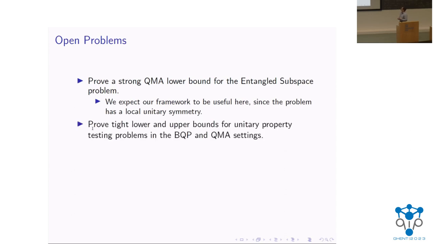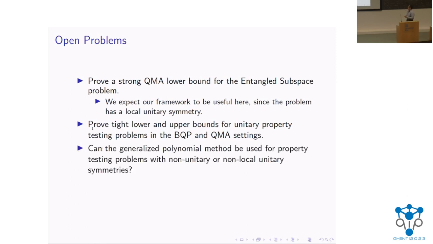Another open problem is to prove tight upper and lower bounds for unitary property testing problems. The one that I'd mentioned was the recurrence time problem, where there's a slight gap between the upper and lower bounds. So it would be nice for someone to make those the same. And, more generally, you can wonder if this generalized polynomial method can be used for other kinds of oracle models. For example, if the oracle is non-unitary, or if it doesn't have nice unitary, local symmetries that you can exploit, can you still make claims using the polynomial method?